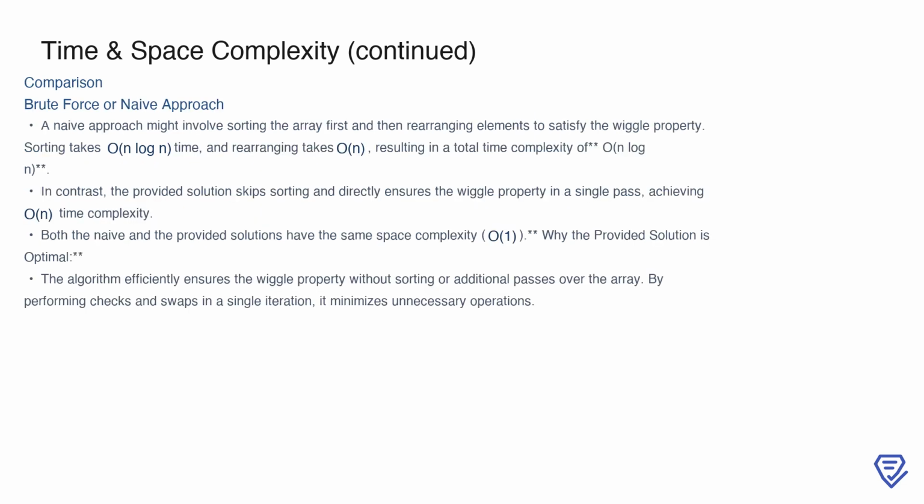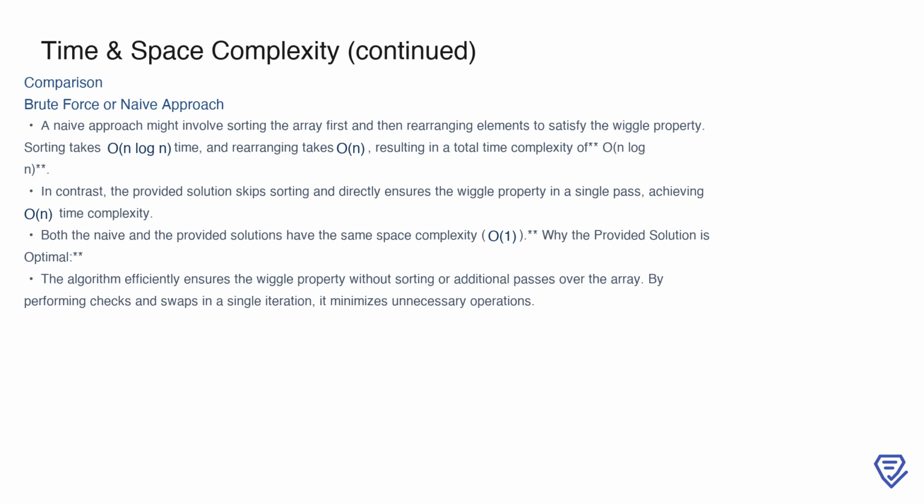When comparing the provided solution to a naive or brute force approach, the advantages become clear. A naive approach might involve sorting the input array first to rearrange elements into the wiggle property. Sorting alone takes O(n log n) time, and the subsequent rearrangement would add another O(n) time, resulting in a total time complexity of O(n log n).